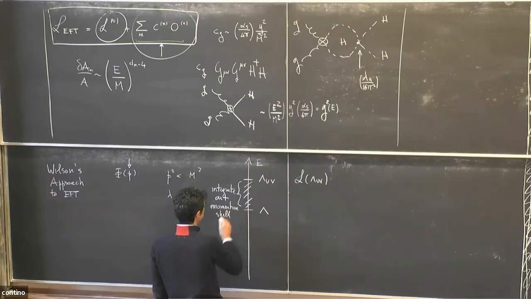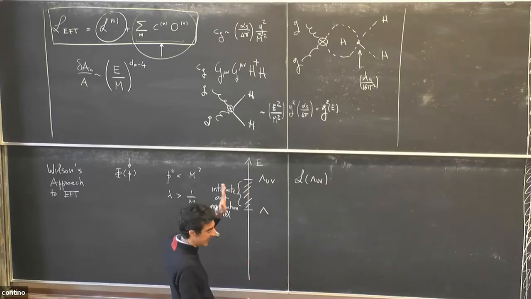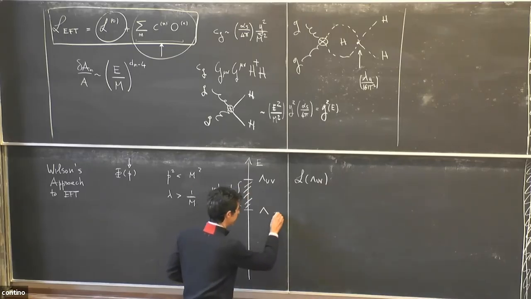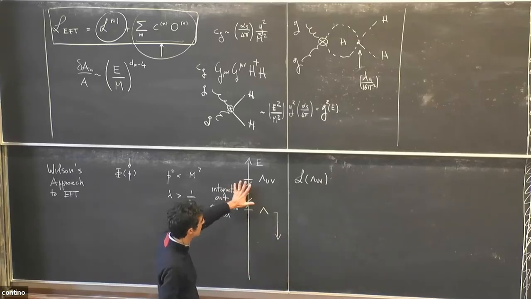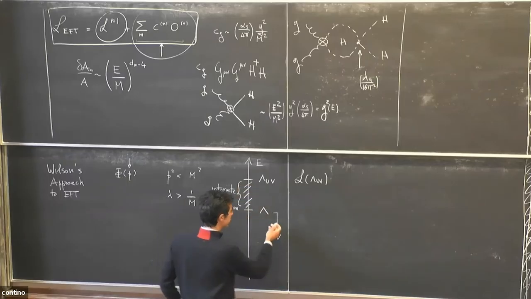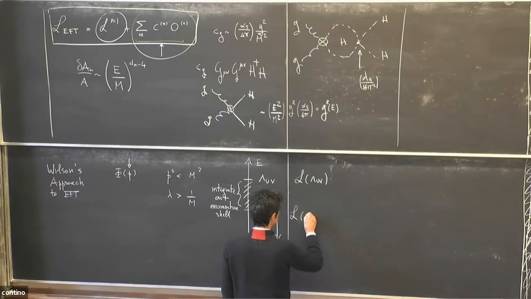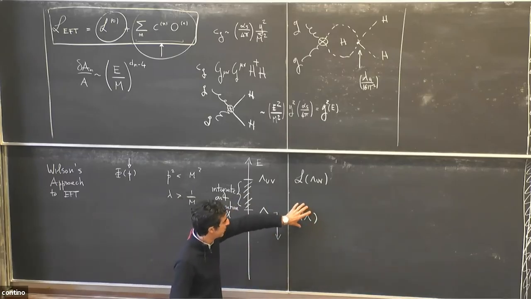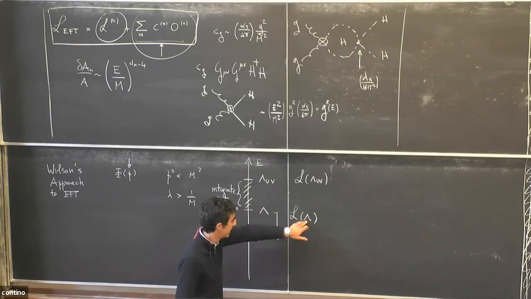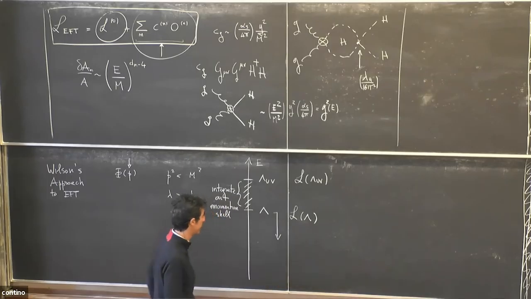Integrating out this momentum shell means that you really remove from the effective description, which is valid below this energy, all the degrees of freedom which have frequency larger than lambda. And what does this give you? Well, it gives you another theory, really another Lagrangian, which now describes physics at energies below lambda.